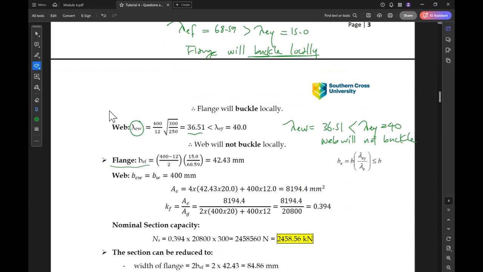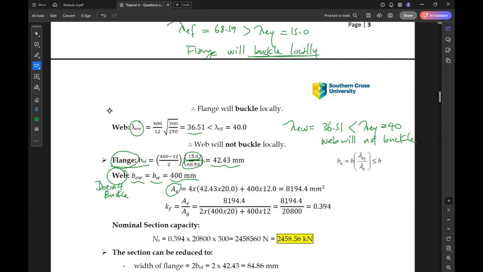So the next step is to find B effective for the flange. B effective for flange is equal to B times lambda E Y over lambda E. So B is 400 minus 12 over 2, times lambda E Y for flange 15, over lambda E for flange 68.59. So the effective width of the flange is 42.43. Because the web doesn't buckle, B effective web is equal to B web, equal to 400 millimeter.